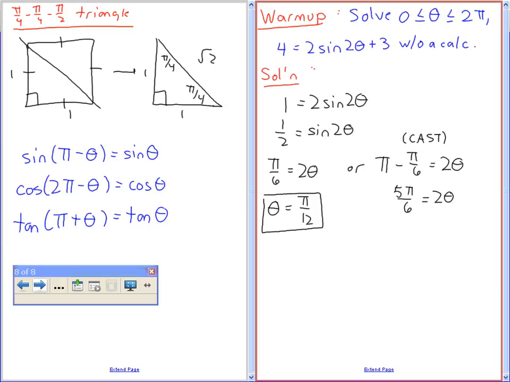Would you do 2 pi minus 4 and 3? Yeah. You got it. You have to give them all. Okay, now we're not done yet, though. We're getting close. We're not done.